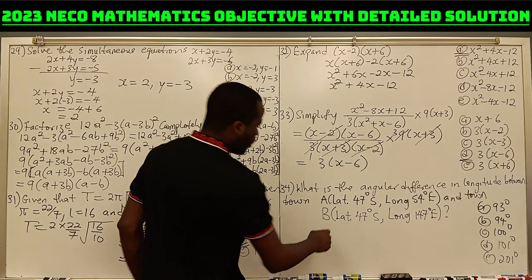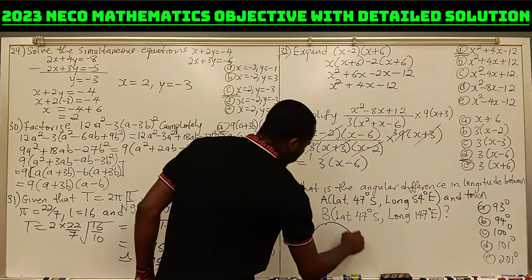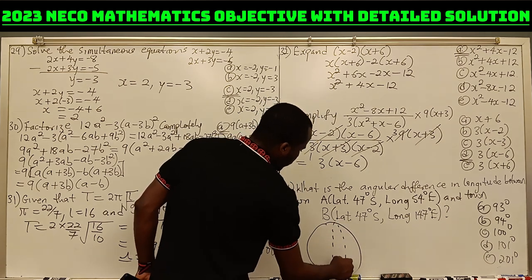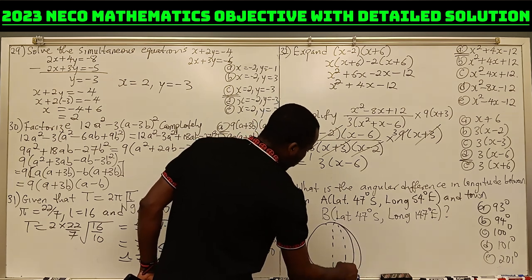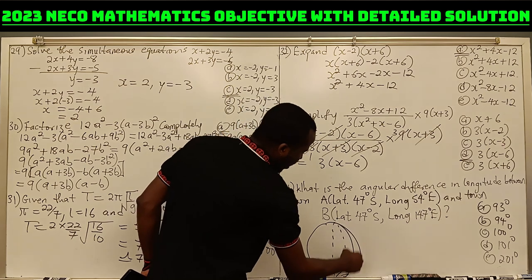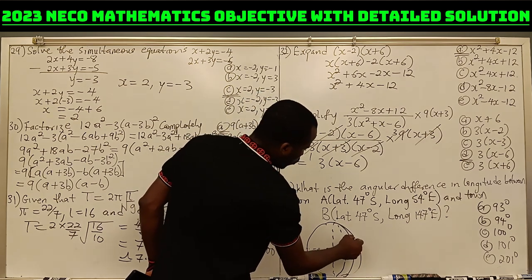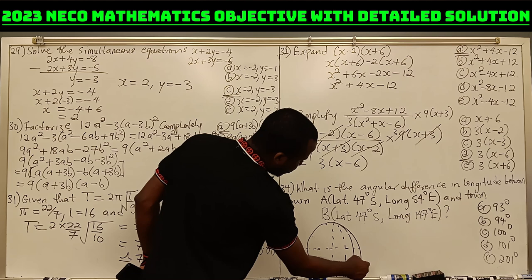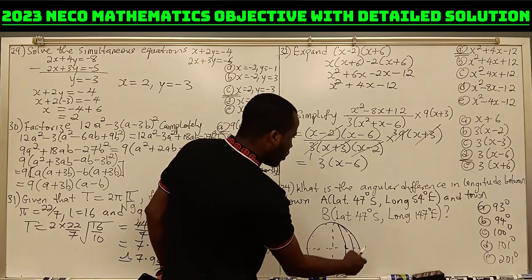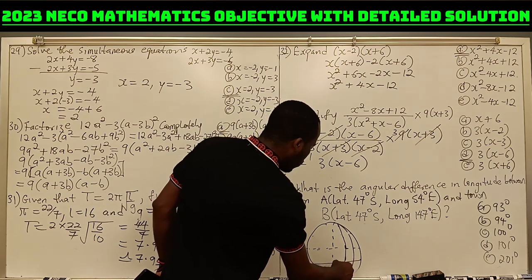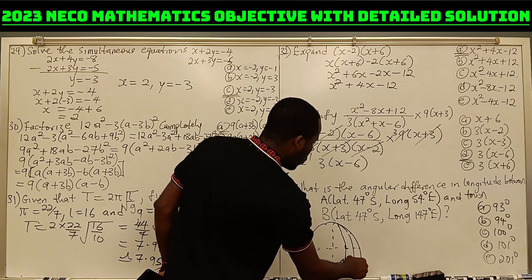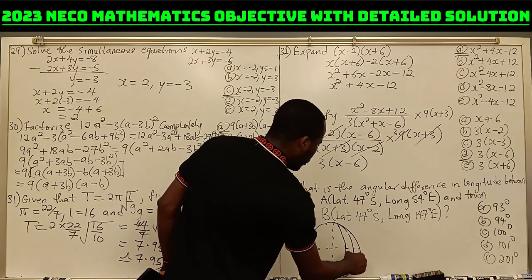If I'm to sketch it, just to have an overview, this is the longitudinal axis. This is what we call the lines of longitude. This is what we call the lines of latitude. So then 47 degrees south, this is south. So the first one is 54. This is our A. The next one is B. This is our B, 147.